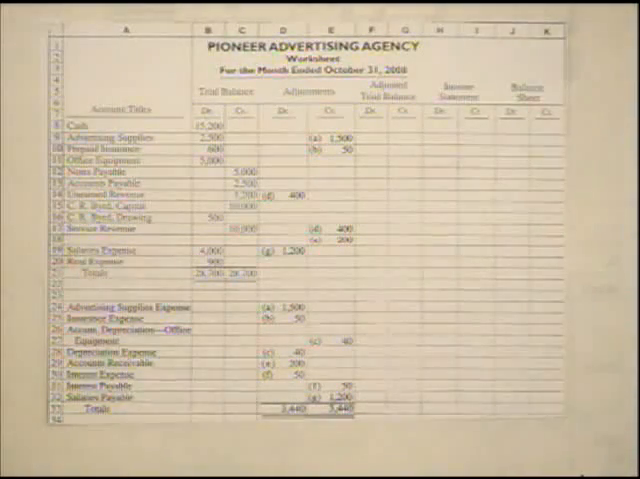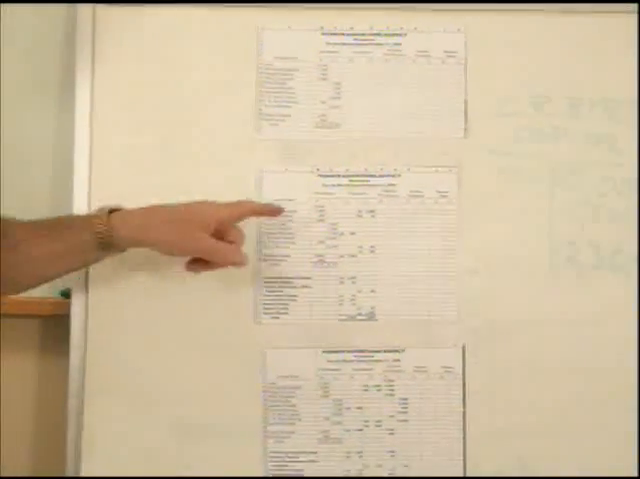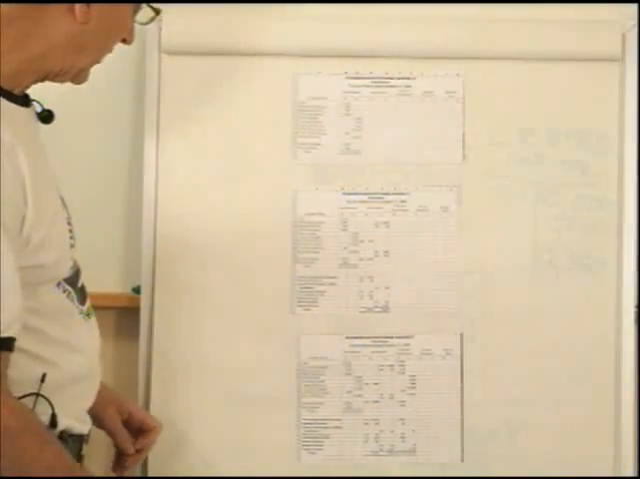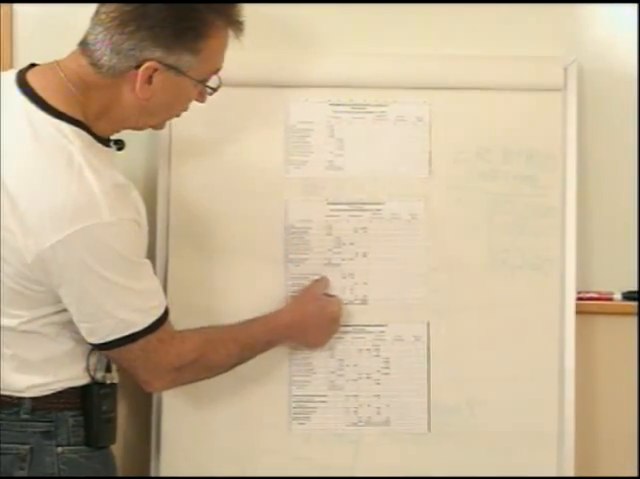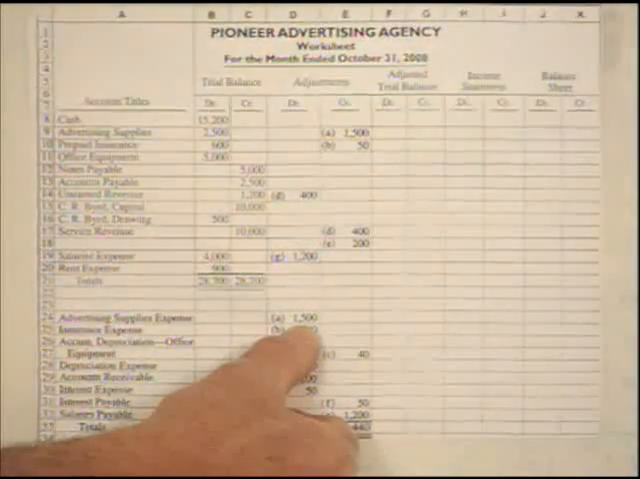But that will depend on who you work for. And then what you do is you take that adjusting entry and you post it in two places. One, you post it to the general ledger account it pertains to, and you also post it in the adjustments column of this worksheet next to the account. So when we had that debit to advertising supplies expense, here's the debit right here, and notice it is in the adjustments column. That would have been the debit.